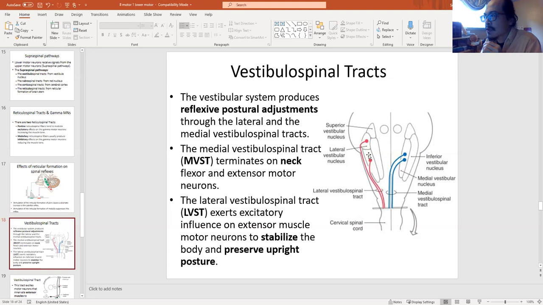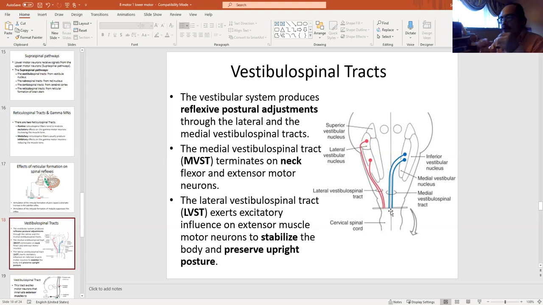One is the lateral vestibulospinal tract and the other the medial vestibulospinal tract. So that's these two. And the function of these two are very similar. These two are all to control the body balance. However, these two innervate different regions. The medial vestibulospinal tracts innervate the neck muscles.